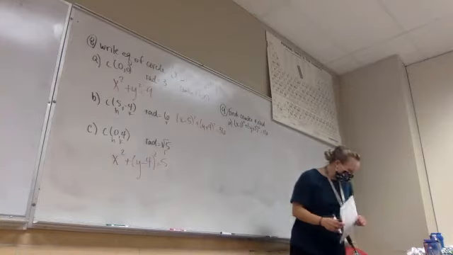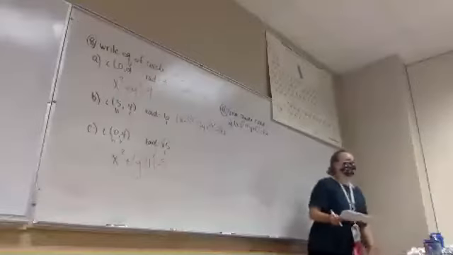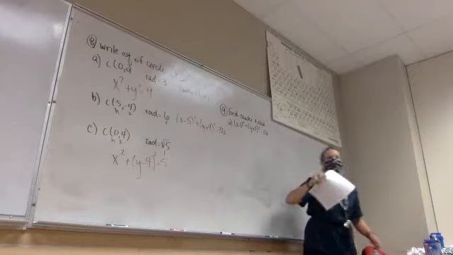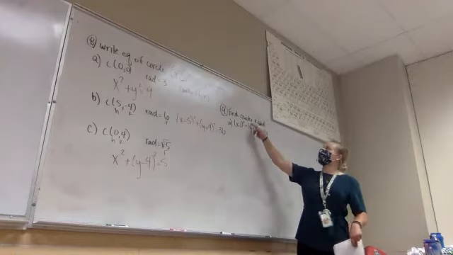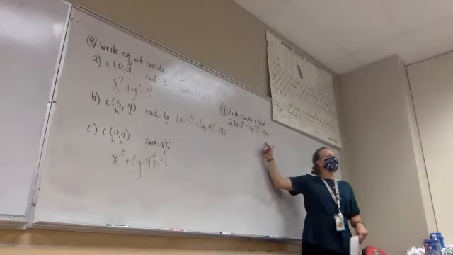Now we're going backwards. If you haven't gotten the hint, that's kind of what we're doing. Go forwards, go backwards, go in all the different directions. Now we're going to identify the center and the radius from an equation.